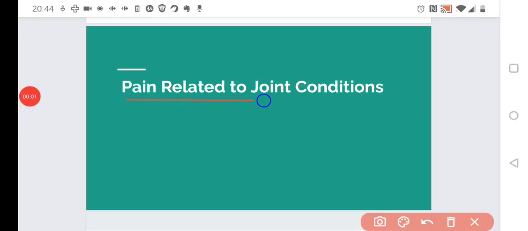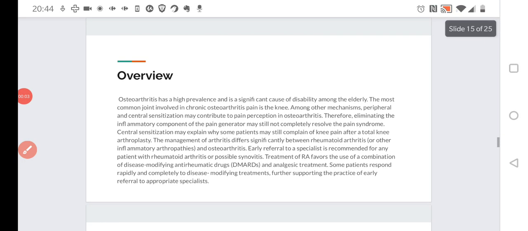Pain related to joint conditions. So, osteoarthritis is generally one of the most common disorders, or the most common disorder, of the joints. It is related to the pathology of cartilages, of the articular cartilages, and that is primarily related to aging, but not only.